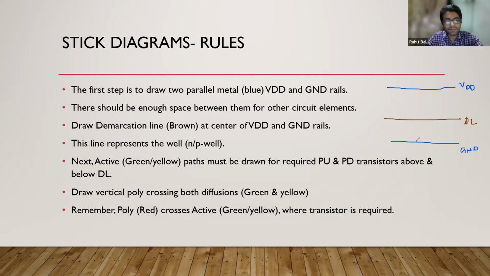Then next, active paths must be drawn for the requirement of pull up and pull down transistors above and below the demarcation line. What it indicates, the above part is the pull up part. So above the demarcation line will be the pull up part, and below will be the pull down part, because normally we use PMOS on the top and NMOS on the bottom, because PMOS will pull up and NMOS will pull down. Then draw vertical poly crossing both the diffusions.